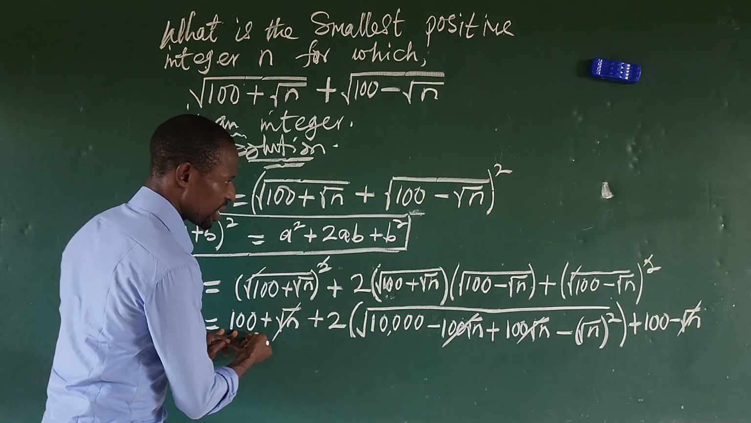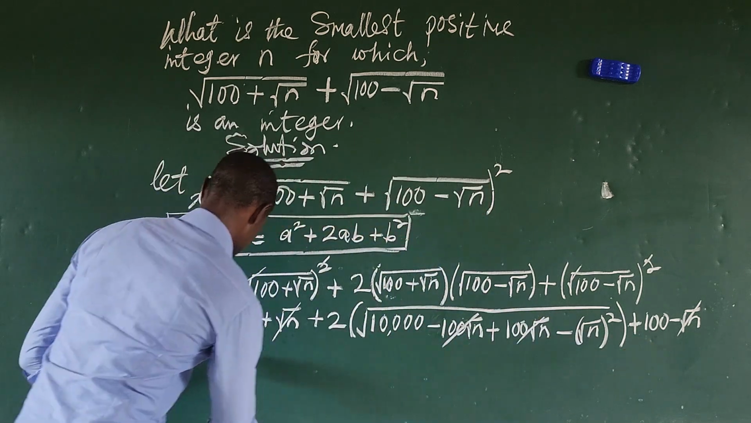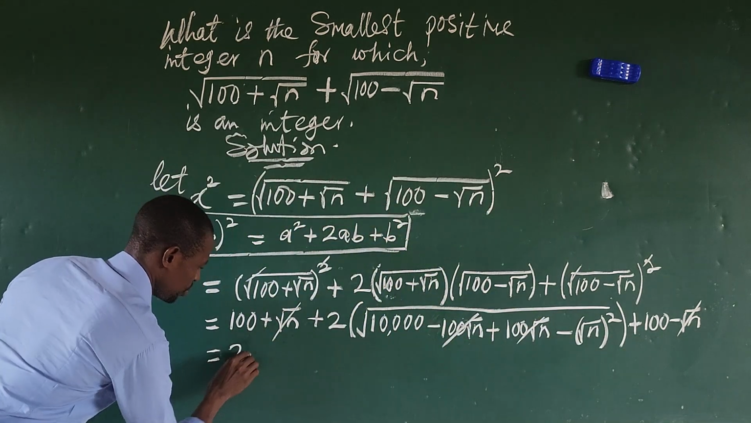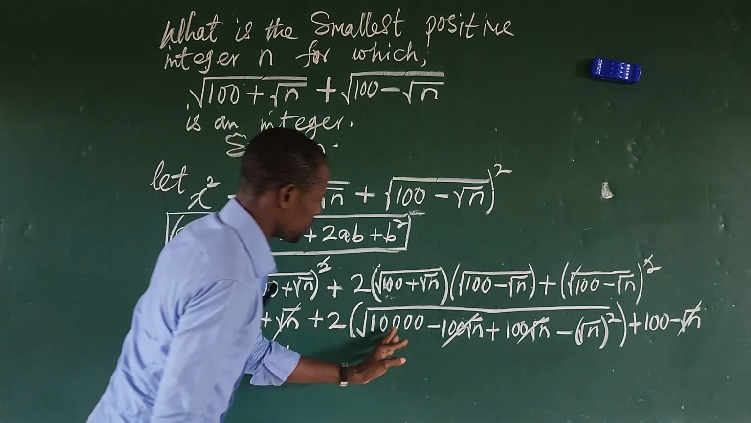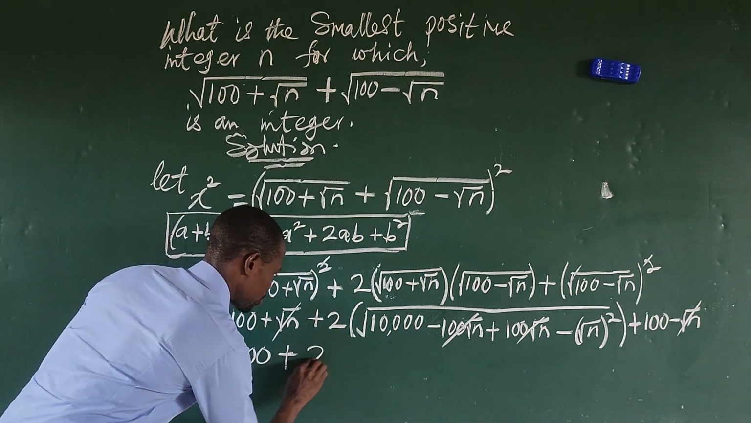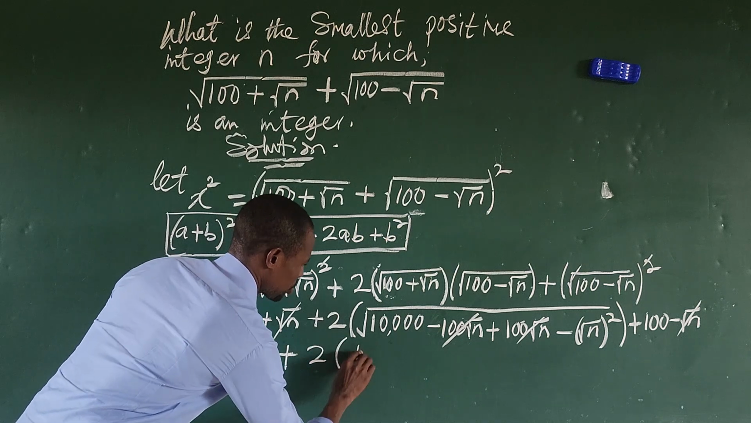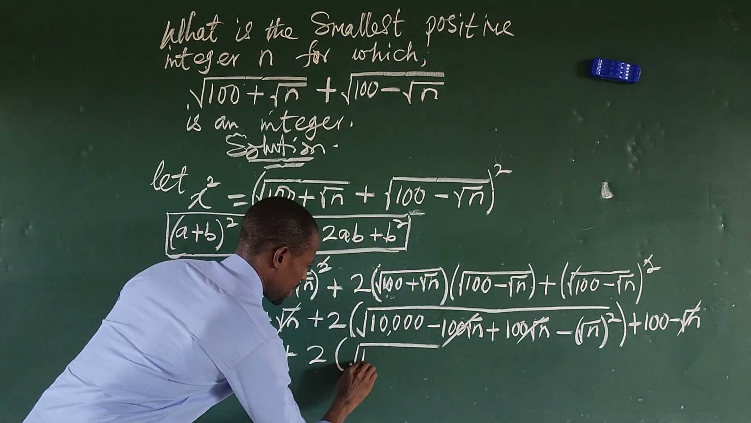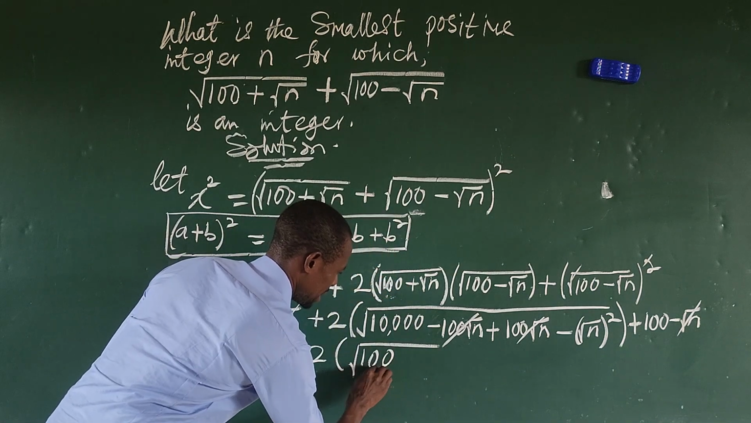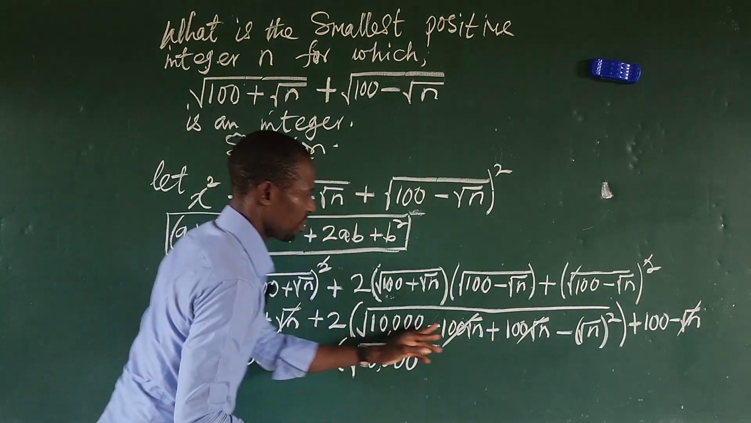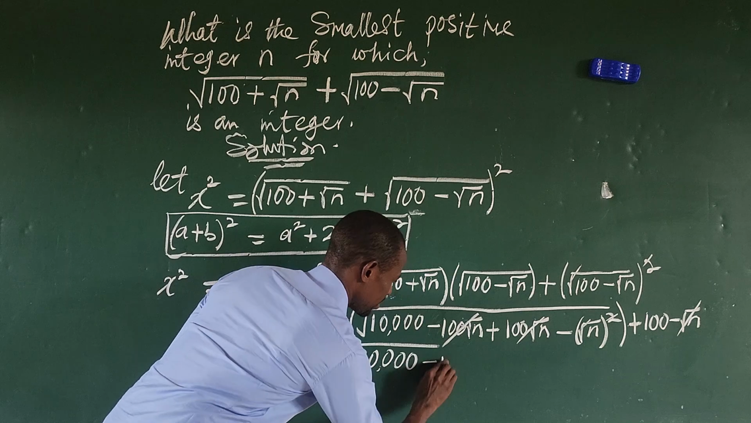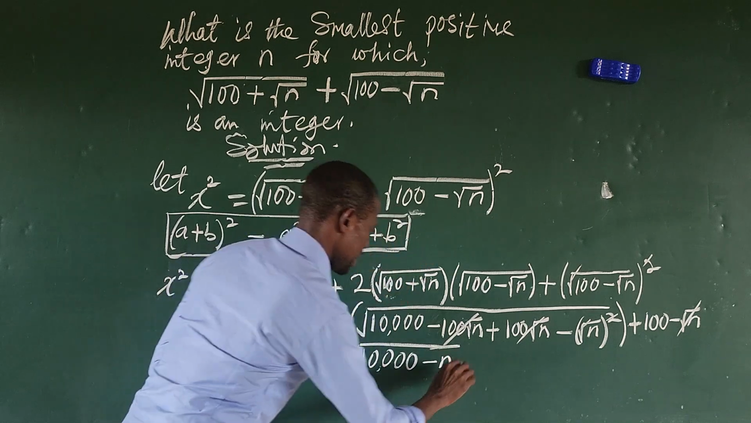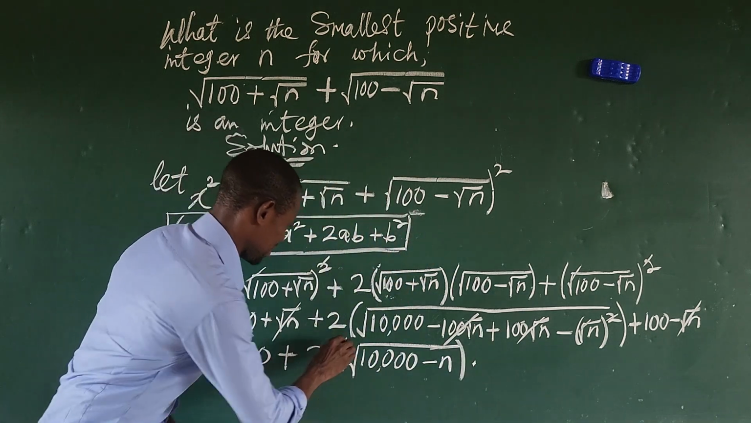So we have 100 here plus 100. So automatically we're going to have this to be 200 there plus. So what we're left with here is our 2, okay, bracket, the square root of our 10,000. Then what do we have here? This we go with this, right? So minus n. Okay, so this is all we have here now.